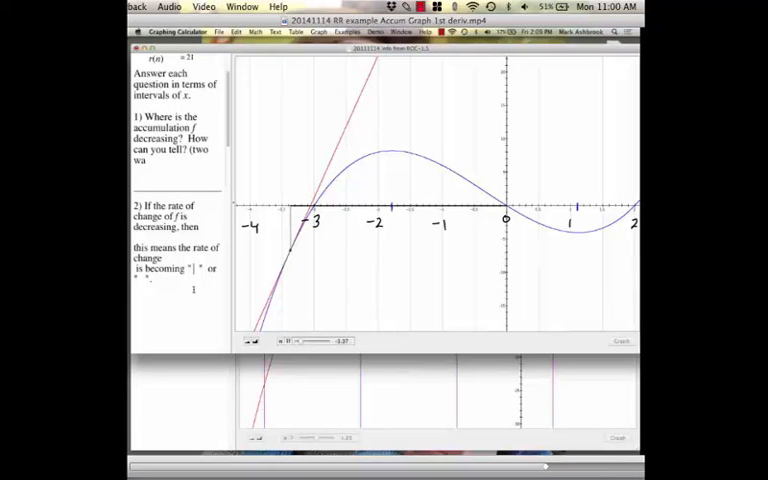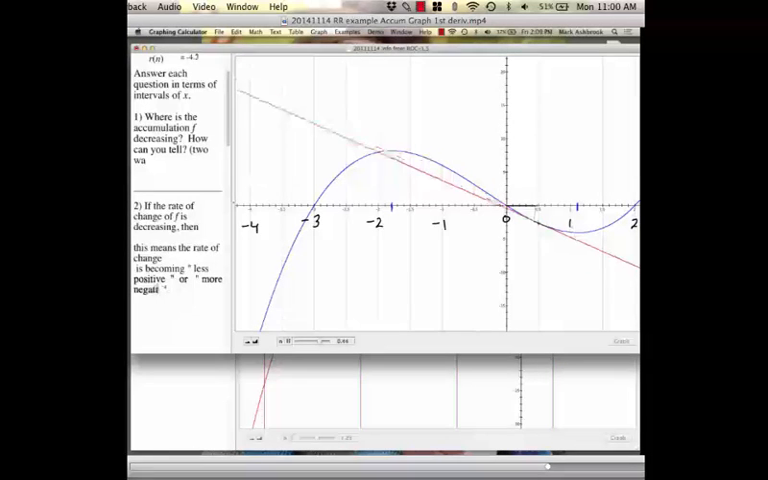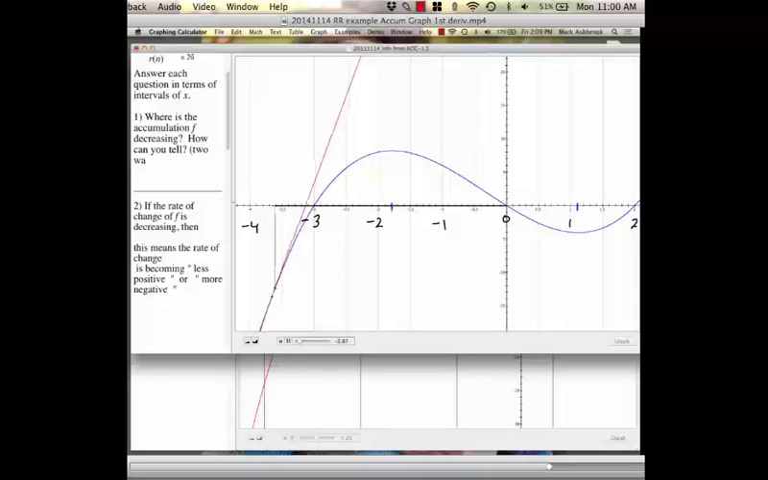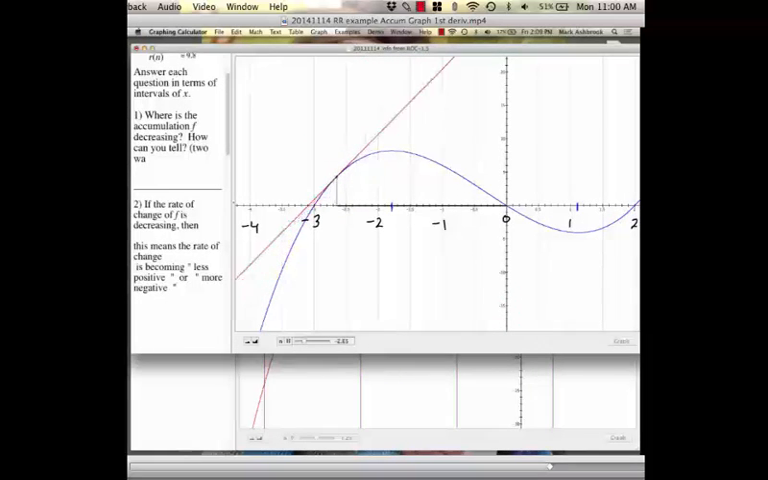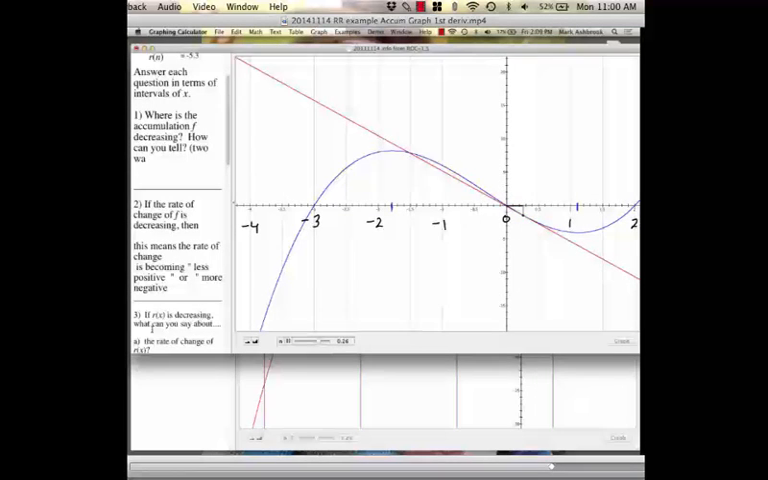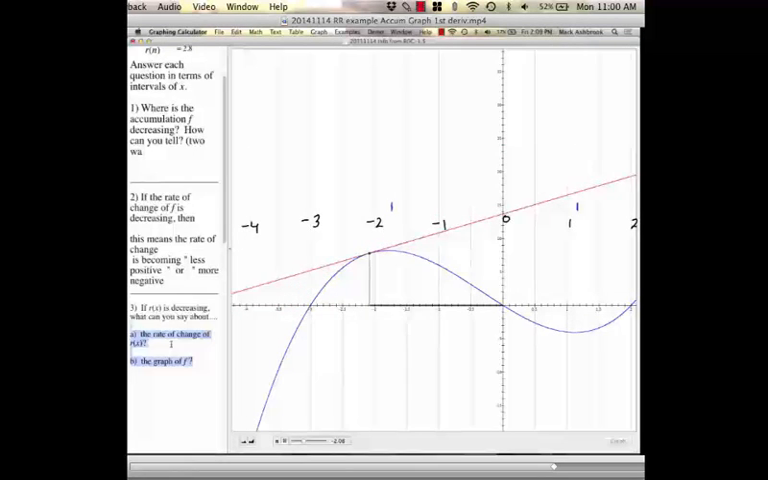Okay, now, next question. Someone in the back. The rate of change is becoming less positive. If the rate of change is decreasing, so that first question was about F decreasing. Now I want to talk about the rate of change decreasing. That could mean one of two things: the rate is becoming less positive or more negative. So, on what interval or intervals is the rate of change decreasing? Go, talk about it.